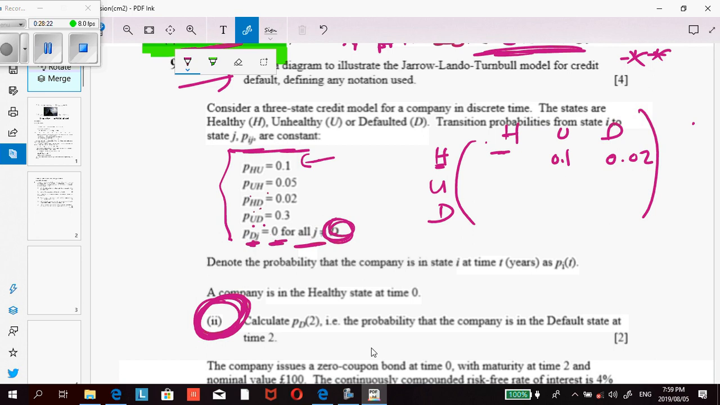So the sum of your row in the transition matrix must add up to 1. So this is actually equal to 1 minus this, which is 0.88. Okay. The probability of moving from U to H is 0.05. From U to U, we don't have. From U to D, you are giving it to be 0.3.